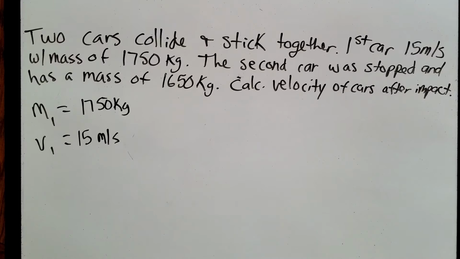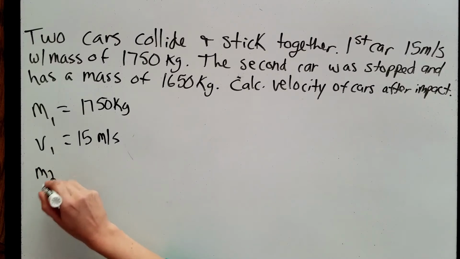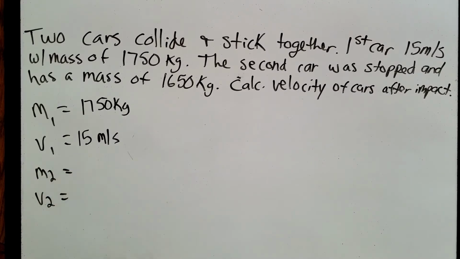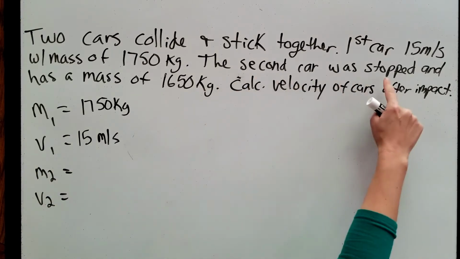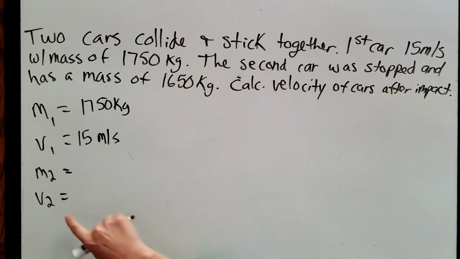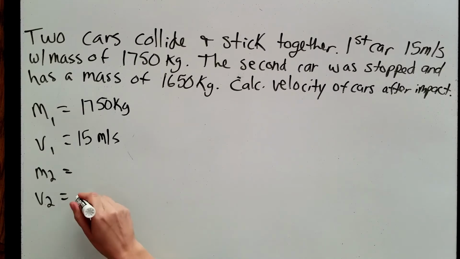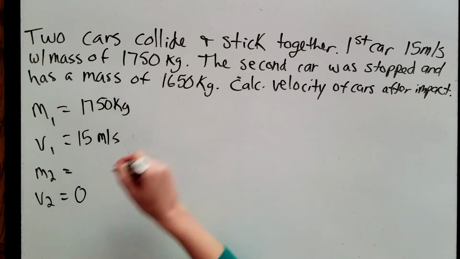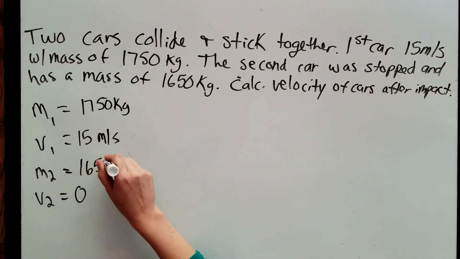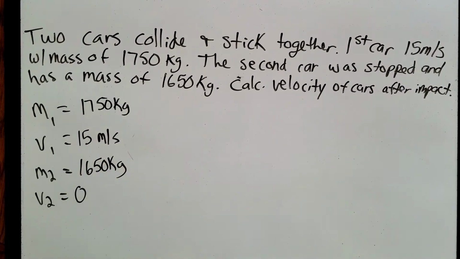Now the second car. So for the second car, we're going to have an M2 and a V2. The second car was stopped. So what is the second car's velocity? Second car's velocity is 0. It's stopped. It's not moving. Okay? And then the mass of the second car, 1650. What they want us to calculate is the velocity after the collision. So the final velocity after impact.